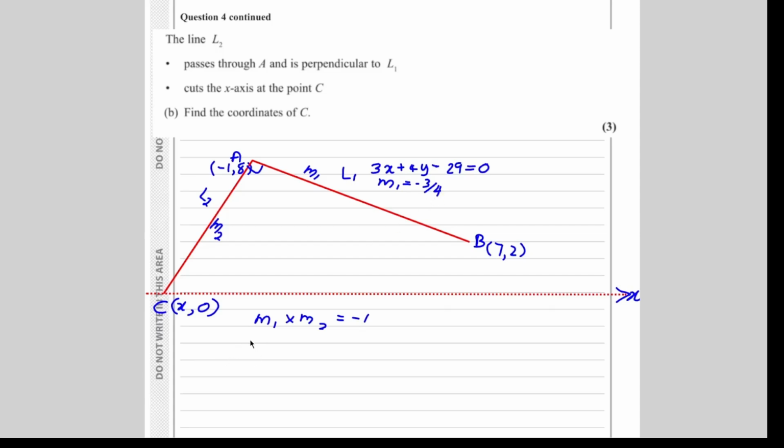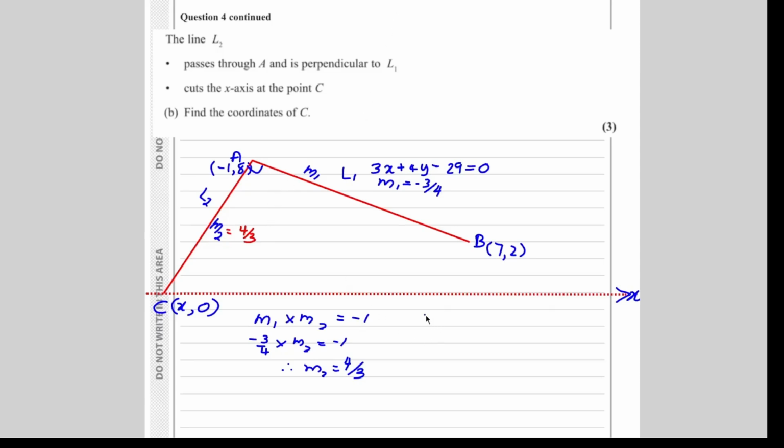So let's substitute that. Minus 3 over 4 into M2 equals minus 1. Therefore, M2 equals 4 over 3. We have the gradient of this line now, 4 over 3. And we have a coordinate that L2 passes through, which is A. Then we can form the equation. Let's form the equation of L2.